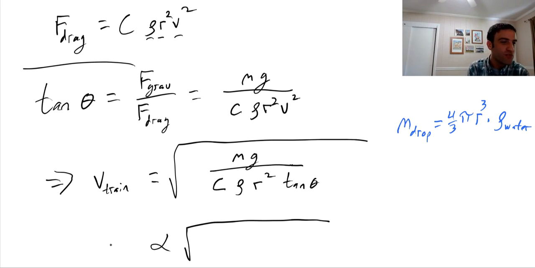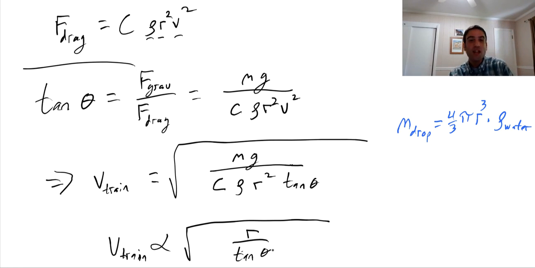So this v train, the velocity of the train, is proportional to the square root of the radius divided by the square root of the tangent of the angle, right? So there you go. We've deduced by dimensional analysis, not knowing very much about the underlying physics of the problem, a relationship between, I observe, what angle the droplet is making as it moves across a window, and I can try to figure out how fast that vehicle is moving, right?